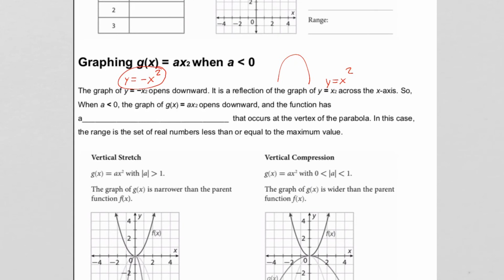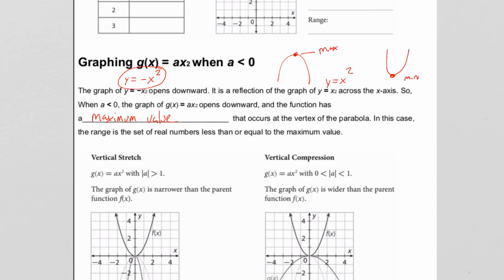Sorry for the technical difficulties. It has a maximum value that occurs at the vertex of the parabola. So right up here is the max. When it opened up, we had a minimum, right? This is a min value. This is a maximum value.